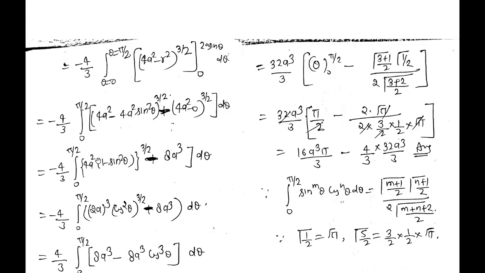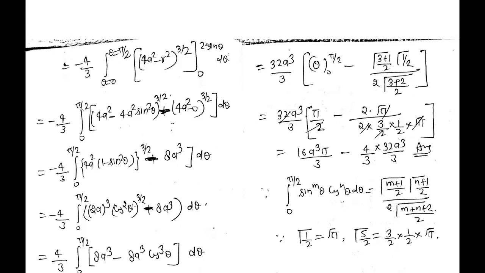Just apply limit. So 4a square minus, first put 2a sin theta in place of r, so 4a square sin square theta, minus lower limit 4a square minus 0 to the power 3 by 2. So 4a square, 1 minus sin square theta, to the power 3 by 2, minus 4a square to the power 3 by 2. So 1 by 2 means square root. So 4a square root will be 2a. So 2a whole cube, it will be 8a cube here. And 4a square to the power 3 by 2, so again it will be 8a cube, right?